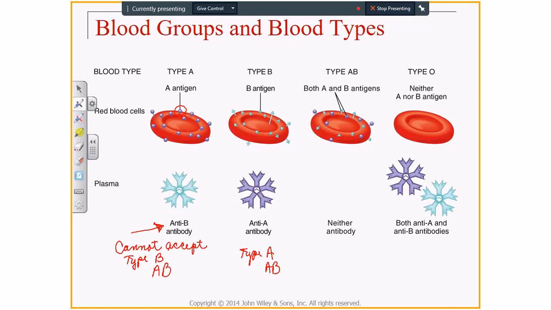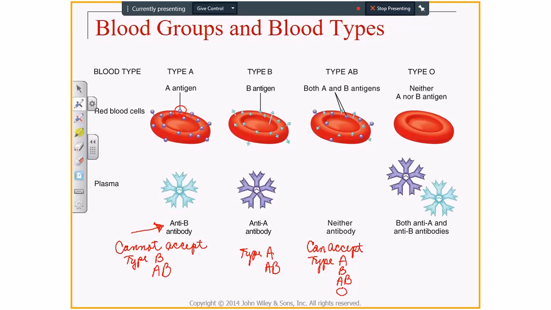Type AB people contain both of these proteins, so they can accept type A, type B, type AB, and type O. Because O isn't LMNOP, O is zero protein, okay? So these guys are the universal acceptors.